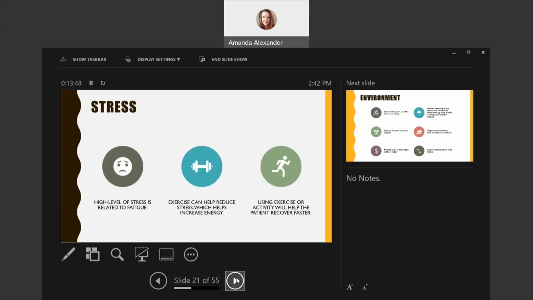Stress. High level of stress is related to fatigue. Exercise can help reduce stress, which helps energy increase, and using exercise or activity will help the patient recover faster.